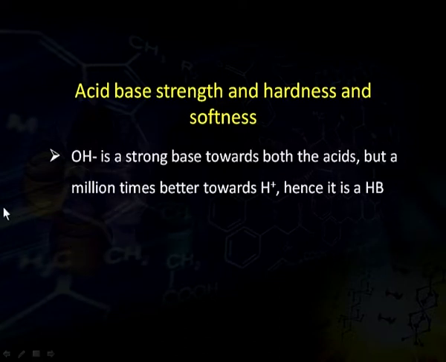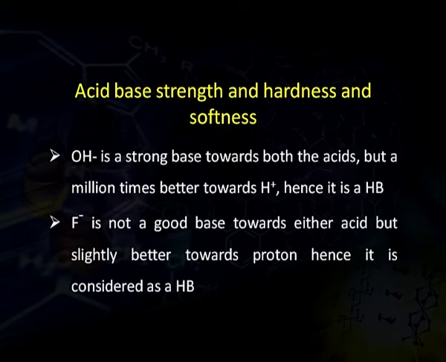Similarly, hydroxide ion is a strong base towards both the acids, but it is a million times better towards proton. Hence, it is a hard base, because proton is a hard acid and it will form a stable complex with the hard acid. Fluoride ion is not a good base towards either of the acids, but it is slightly better towards proton.